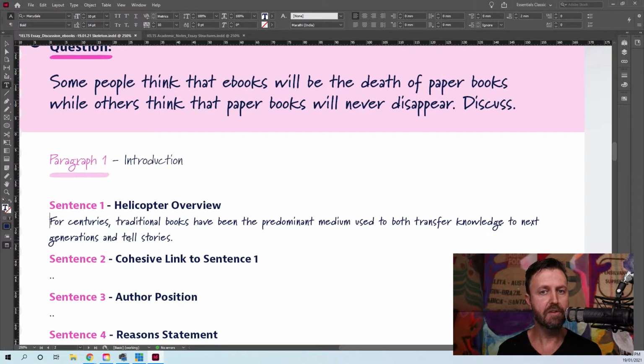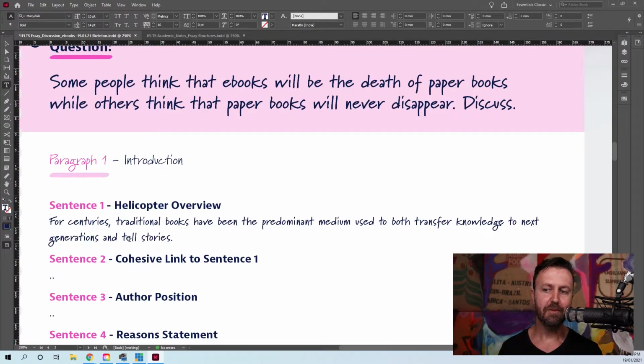If you can follow this structure, you will have a very good chance of scoring the highest that your level can potentially score. So looking at this, sentence one is a helicopter overview. So rather than going straight into I agree or disagree, let's just talk about books in general, okay? Because the question is, some people think that ebooks will be the death of paper books, while others think that paper books will never disappear. So let's talk about just books in general.